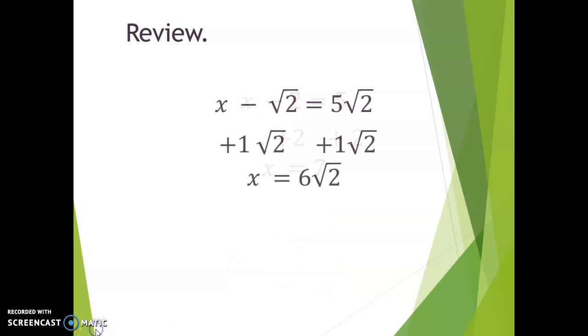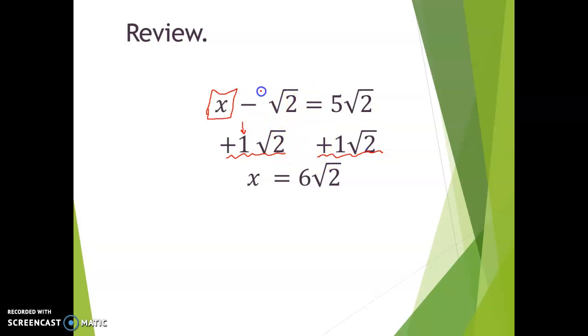Let's take a look at it when it looks a little bit different when we add radicals. Now the steps are still the same. You can see that we have x minus root 2 equals 5 root 2. We want to get the x by itself. We want to isolate this variable term. So we need to undo what's being done to the x. Right now it's got a negative root 2 with it, so we want to add a root 2. Now notice that when we add a root 2, we've reminded ourselves that there's really a coefficient of 1 in front of that root 2. So we're going to add 1 root 2 to the left side.